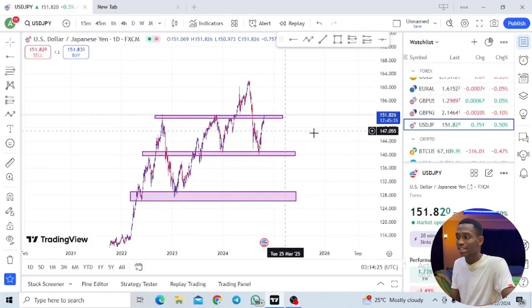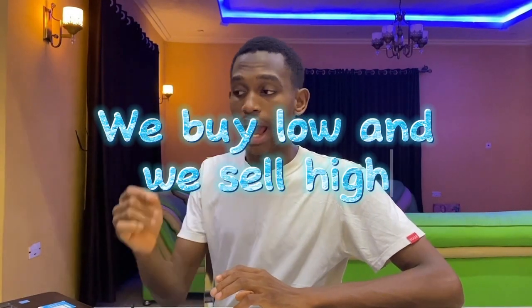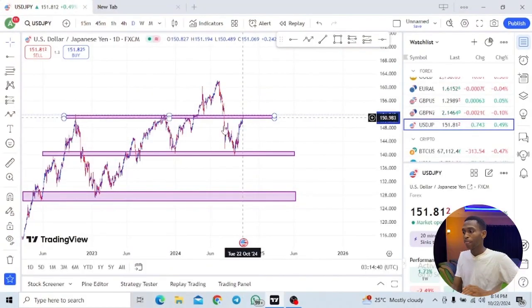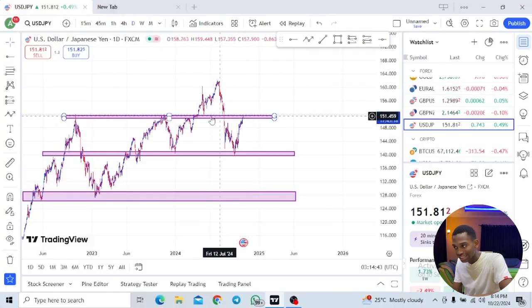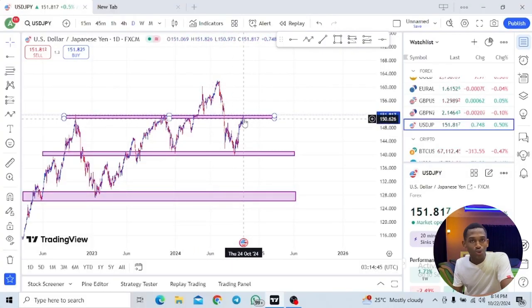It does higher highs and higher lows. Now, this is one of my rules. Alex doesn't really say this. We buy low and we sell high. So the market is already high. The market is still under this level. So you don't want to go for a buy here. This is one of the stupidest things you're going to do as a trader.